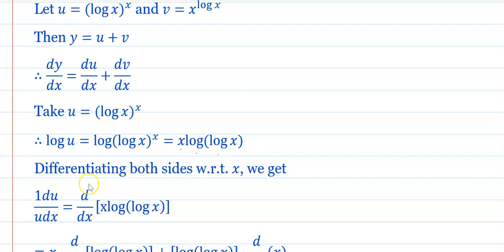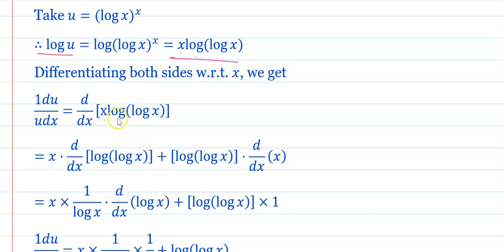Okay, now differentiating this with respect to x, log of u is equals to x into log of log x. What's the derivative of log of u? 1 upon u into du by dx, that's equals to d/dx of x into log of log x. Okay, now the derivative of x into log of log x: first keep x as it is, d/dx of log log x, plus log of log x as it is, derivative of x is 1. Therefore, log of log x into 1.